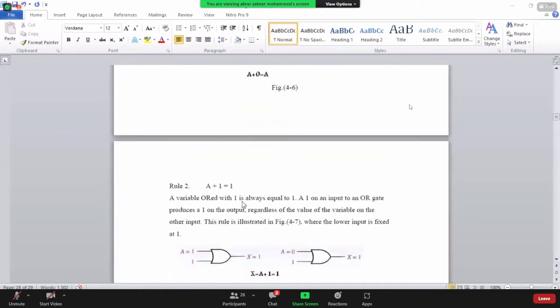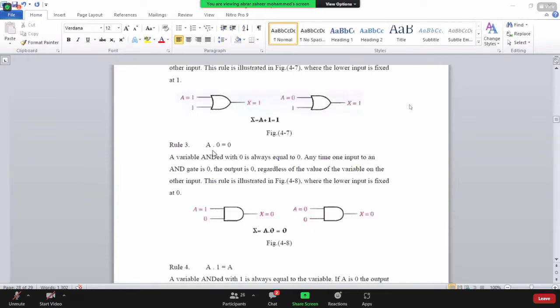The next rule is that when a variable is ORed with 1, it is always equal to 1. This is rule number 2, meaning A plus 1 is equal to 1. Here we have taken the OR gate. The lower input of this OR gate is fixed to 1 and the value of A is equal to 1, then the output is equal to 1. When the value of A is equal to 0, then also the output X is equal to 1. Means when a variable is ORed with 1, it is always equal to 1.